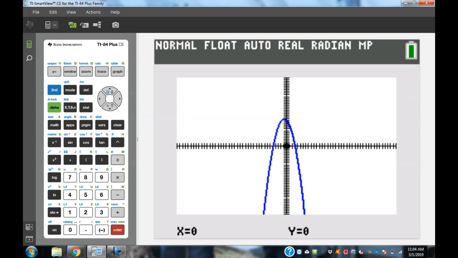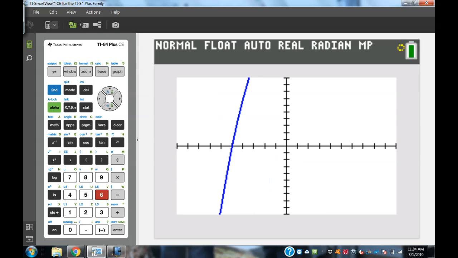Now, if you want to go back to the 10 by 10 window, the standard one, hit zoom 6. Zoom 6 will always take you back to the 10 by 10 window. And that's a shortcut for you because a lot of times things that we do in here are going to fit in the 10 by 10 window. This one just happened to be a little bit bigger. Zoom 6 gets you back to that 10 by 10 window.